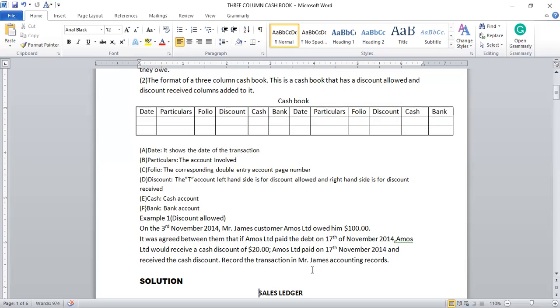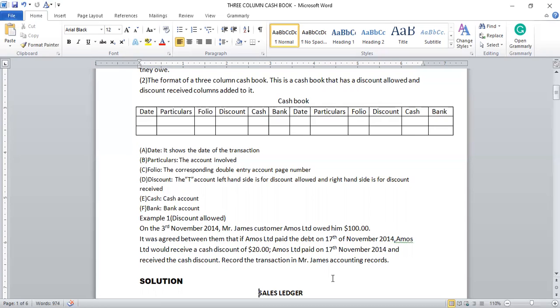Record the transaction in Mr. James' accounting record. So Amos Limited was owing Mr. James $100. Then they agreed on the 17th November that if Amos was able to pay the debt, then definitely a cash discount of $20 will be given to him, and he did.